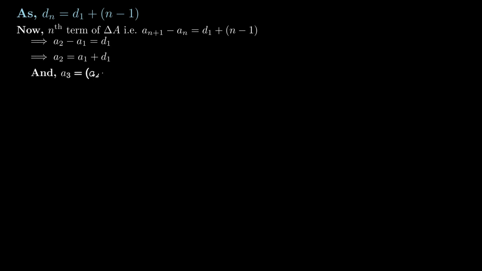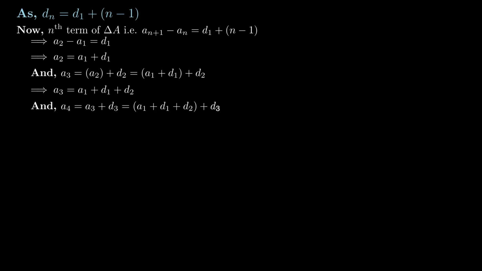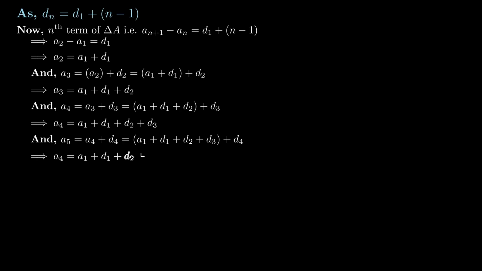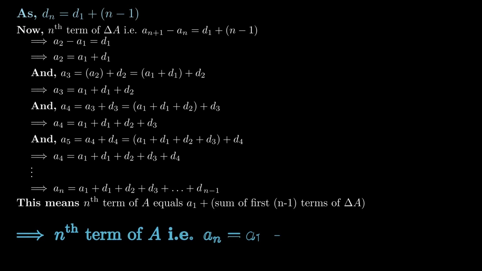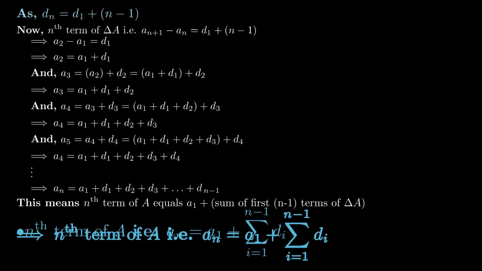Now, we substitute this in the terms of delta A, described in the form of variables of A. Like A2 minus A1 equals D1, then A2 equals A1 plus D1. Continuing similarly for successive terms, we get that the nth term of A equals A1 plus the sum of previous terms of delta A. The nth term of A, that is, An, can be written as A1 plus the summation of Di, while i ranges from 1 to n minus 1.